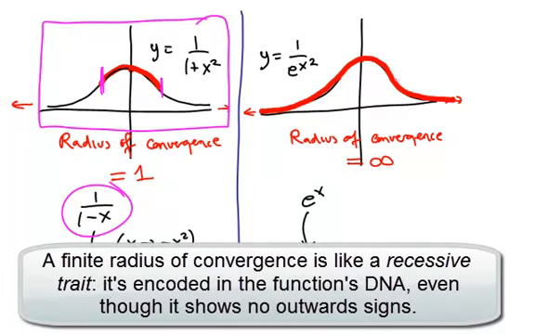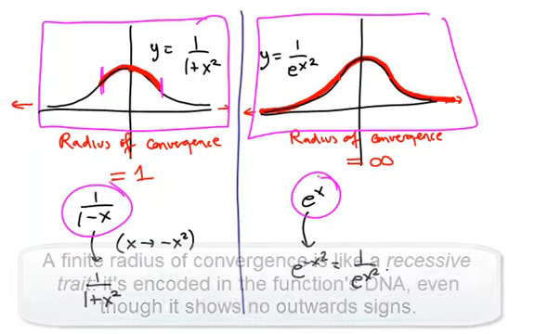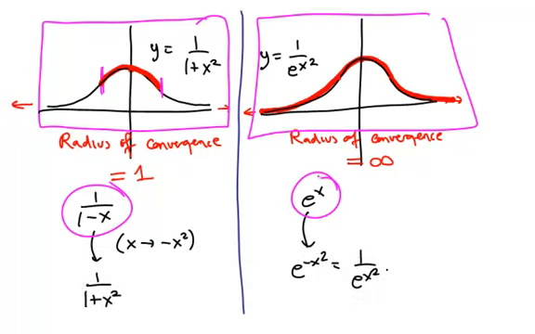On the other hand, this function here is a descendant of e to the x, who has a Taylor series that goes forever and ever and ever. And he has inherited this trait. So this idea of the radius of convergence is something that's hidden in the Taylor series itself, not the graph, not the formula, but the Taylor series.